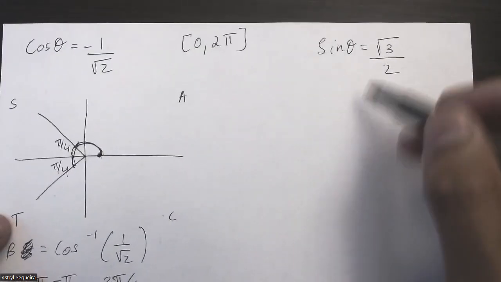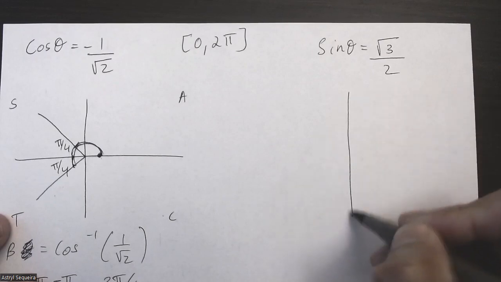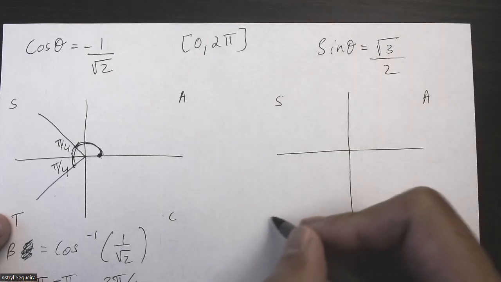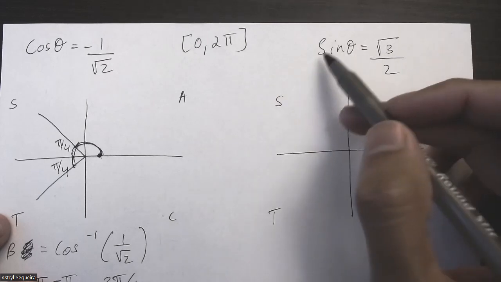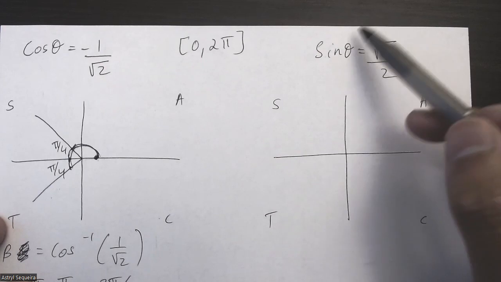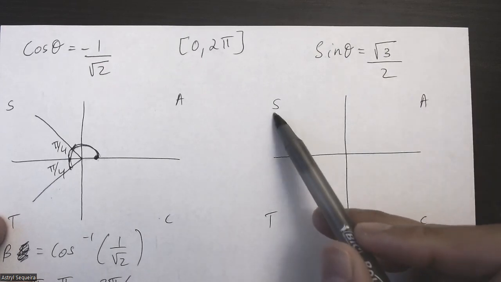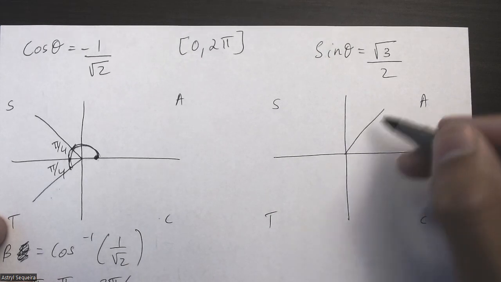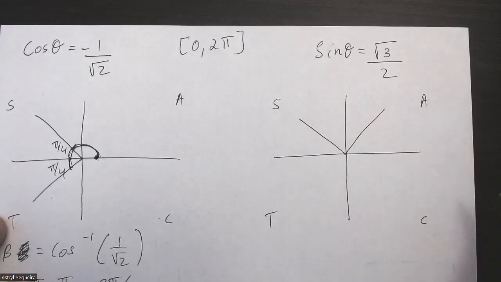Let's try this second example here. Again, we're using our cast rule because sine is already isolated. So I know that this ratio is a positive ratio for sine. So sine is positive in A and S. A stands for all are positive. S stands for sine is positive. So I'm in these two quadrants over here.